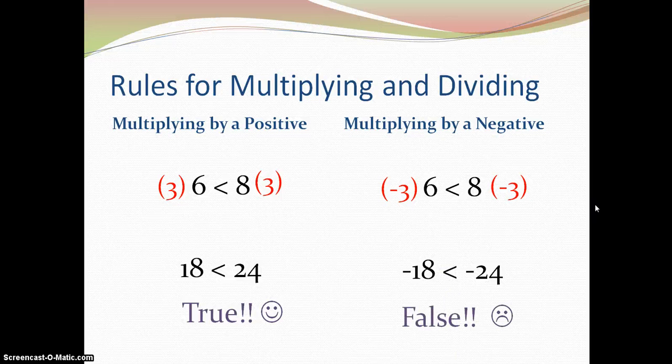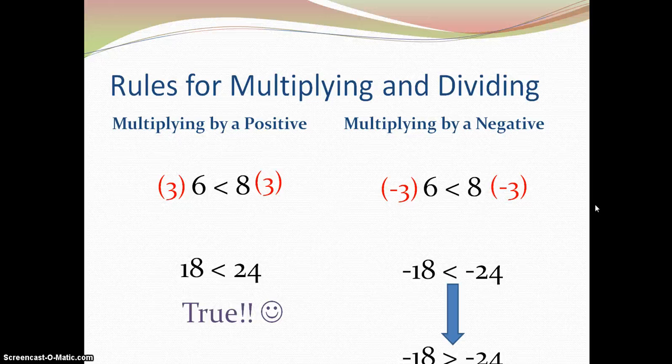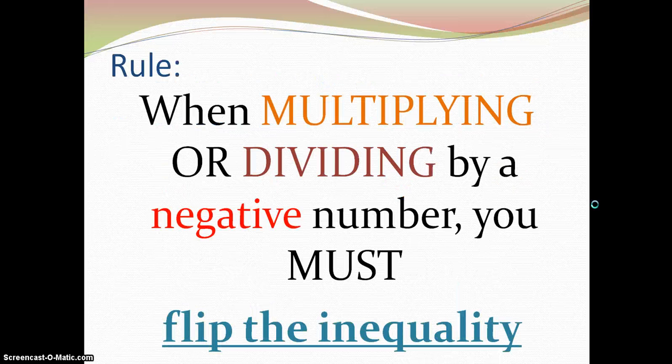So in order to make up for that, what we need to do is take our inequality sign and flip it over so it goes the opposite direction. So now we have negative 18 is greater than negative 24, and that is true. So when we solve these problems, we need to make sure if we're multiplying by a negative on both sides, we're flipping our inequality. So that is our main rule.